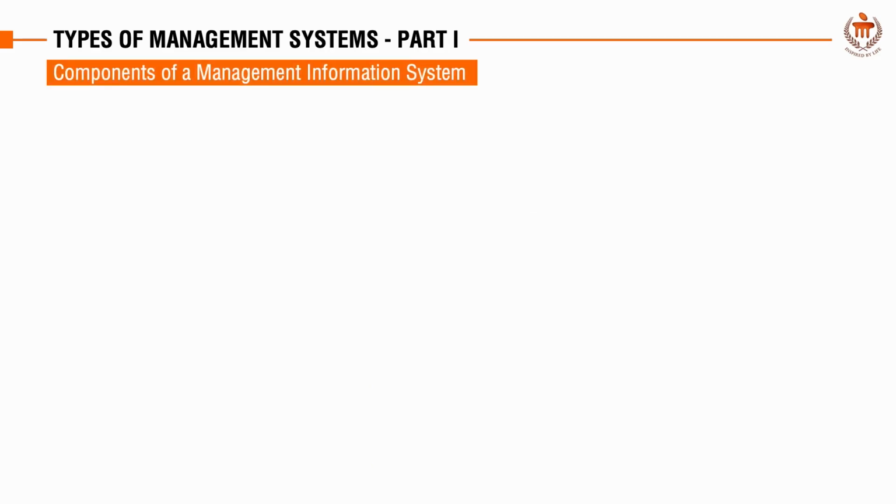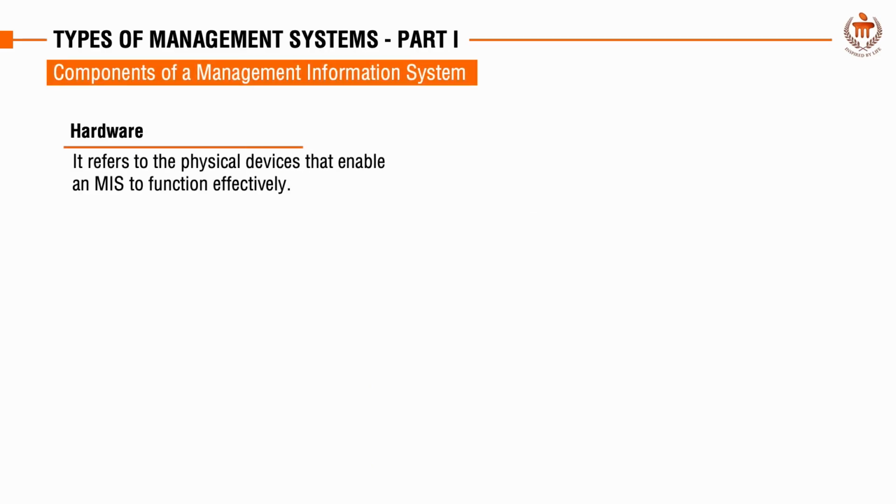Let us now discuss the components of management information system. Hardware. Hardware refers to the physical devices that enable an MIS to function effectively. These include servers, workstations, storage units, and networking equipment, all of which play a crucial role in collecting, processing, and storing data. Robust and secure hardware ensures the system operates efficiently and remains reliable under varying demands.